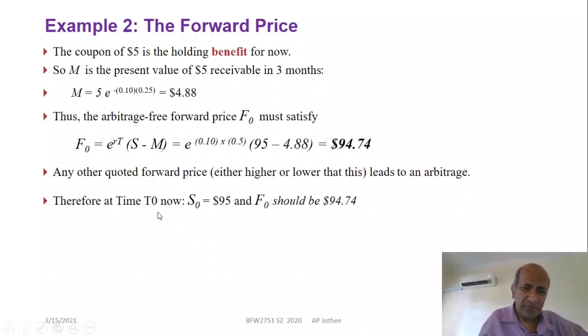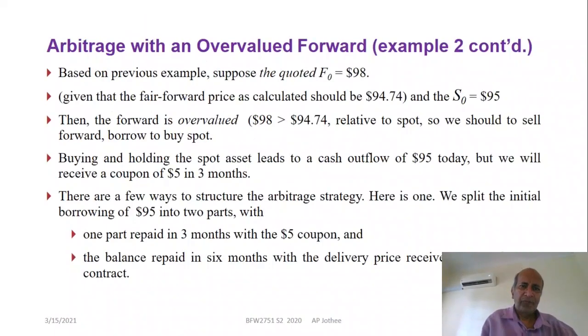Therefore, at time T0 now, S0 equals $95. F0 should be 94.74. If the F0 quoted today on this bond is anything else other than 94.74, even if it's quoted as 95, it is wrong. Not to say wrong, it will lead to an arbitrage. It's mispriced. We'll continue with that example.